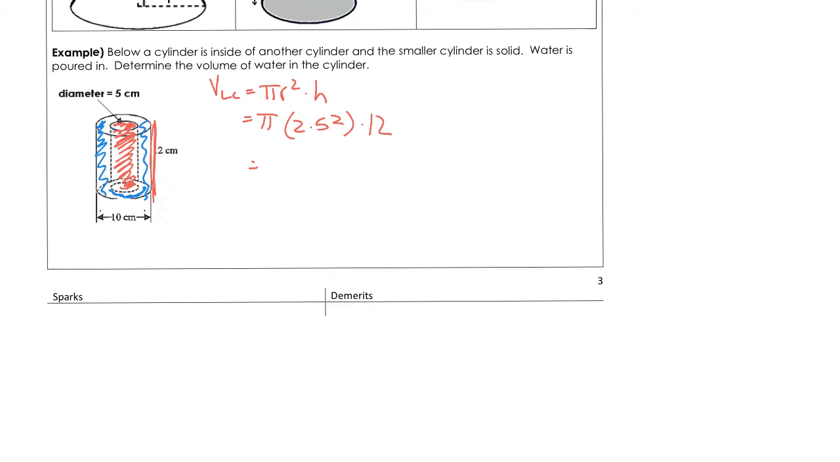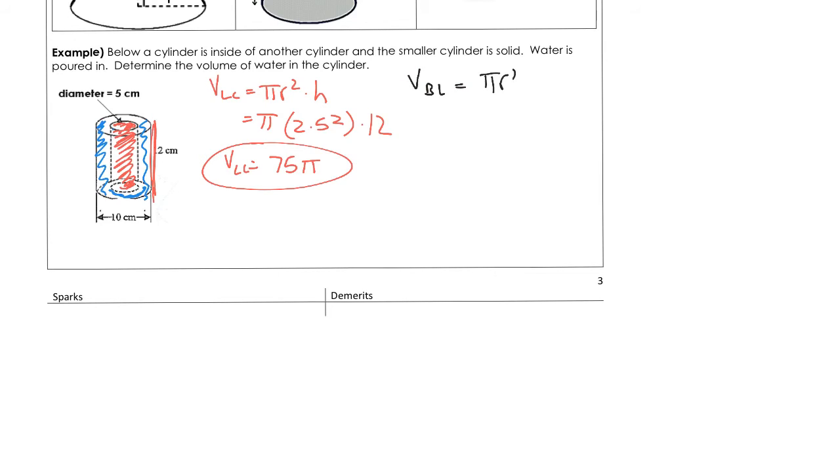So I just got to type this in my calculator. The volume of the little cylinder: 2.5 squared is 6.25, times 12 is 75. So 75 pi is the volume of the little cylinder. LC stands for little cylinder. So that's how much space is being taken up by that solid piece. Now I'm going to find the volume of the big cylinder.